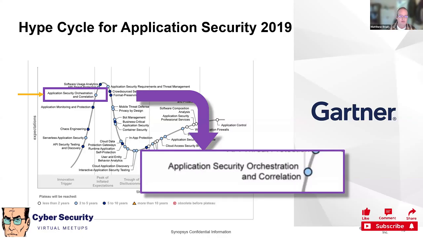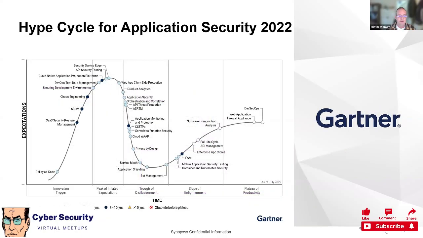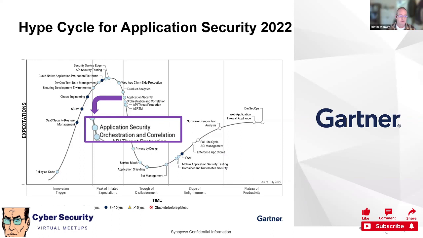Fantastic. Okay, it seems quite reasonable. If we look at 2022, that has now moved over the peak and is moving down towards the trough of disillusionment. By the way, I love this graph. With this, it doesn't mean the tools are useless or the capabilities useless. It means that there were overinflated capability expectations at the beginning. But they have application security orchestration correlation moving down the other side.